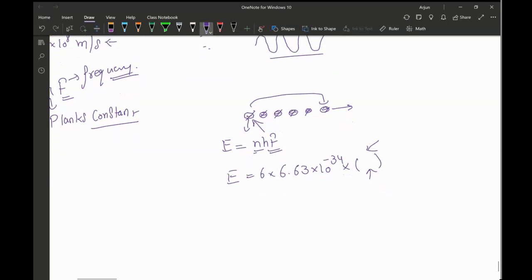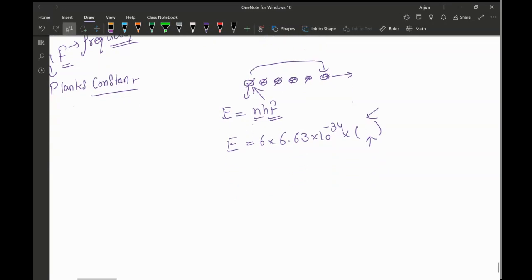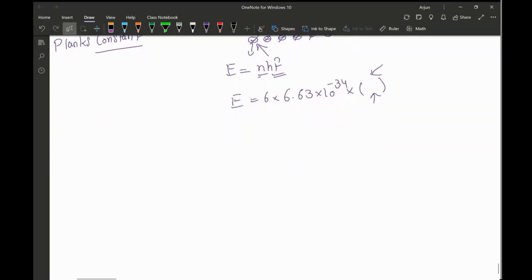Now, I'm going to try and solve one math problem based on this formula. Let's say we wanted to find out the energy carried by a photon of a red light. So we are given a photon of a red light, so n value will be 1. It says the energy associated with a photon of a red light which has a wavelength of 600 nanometer.